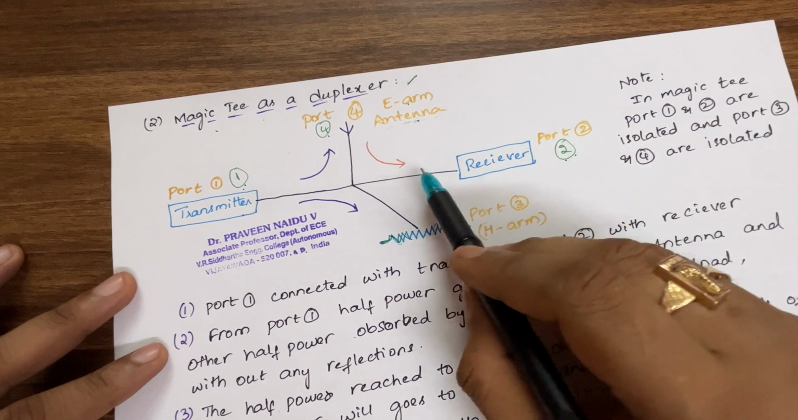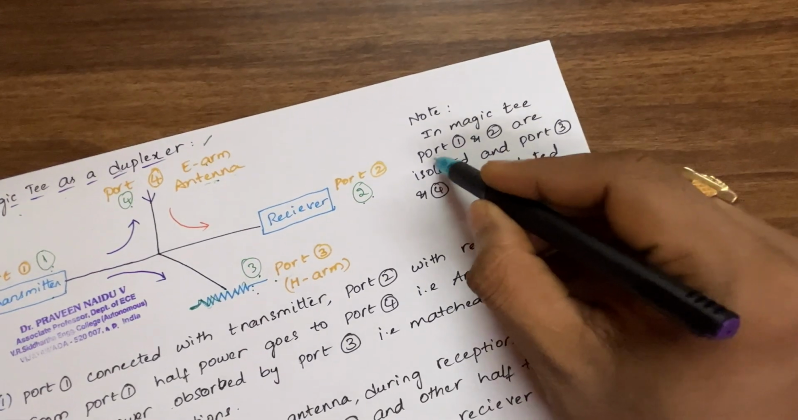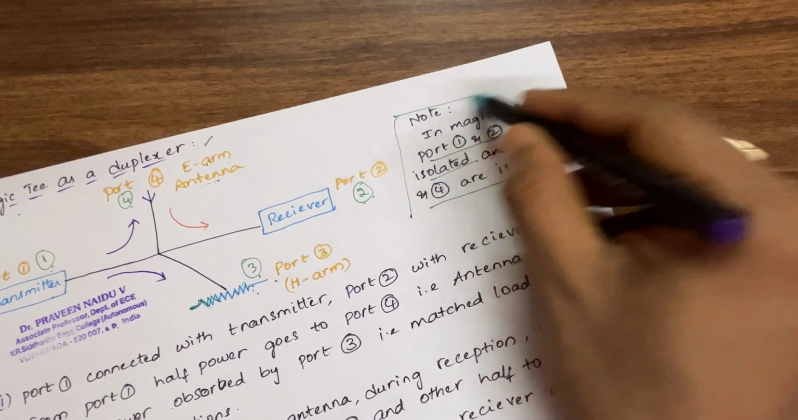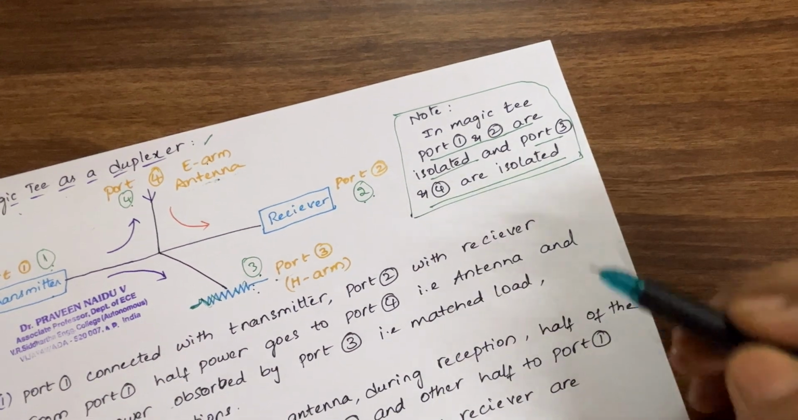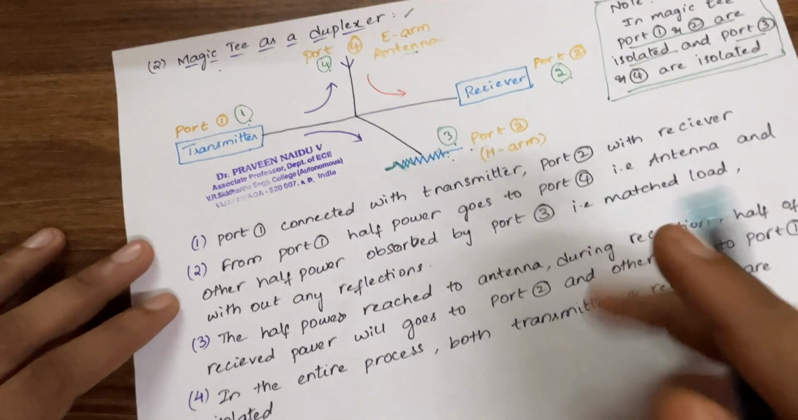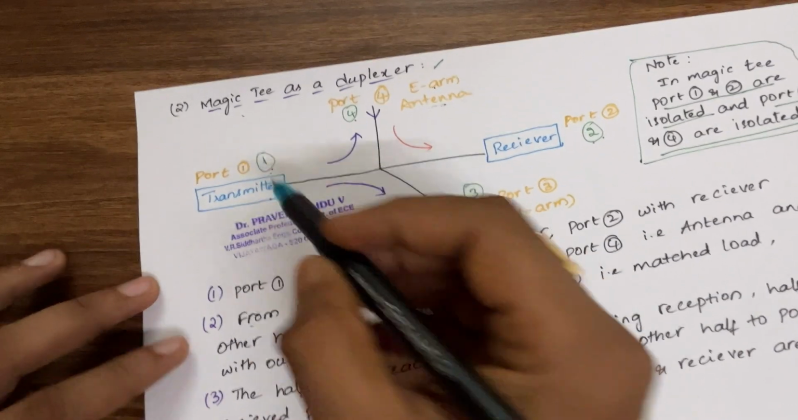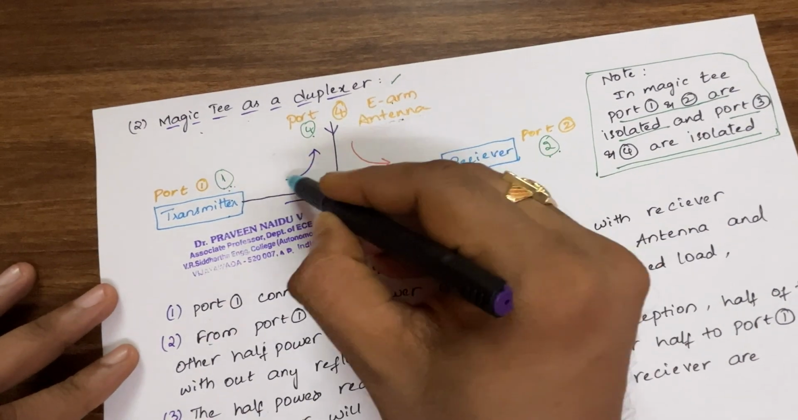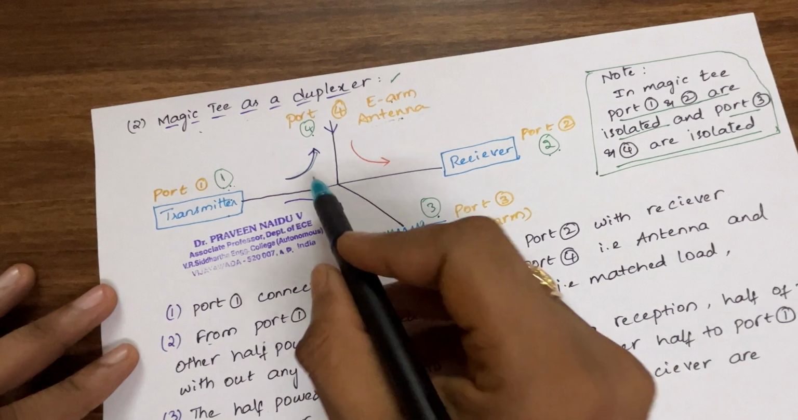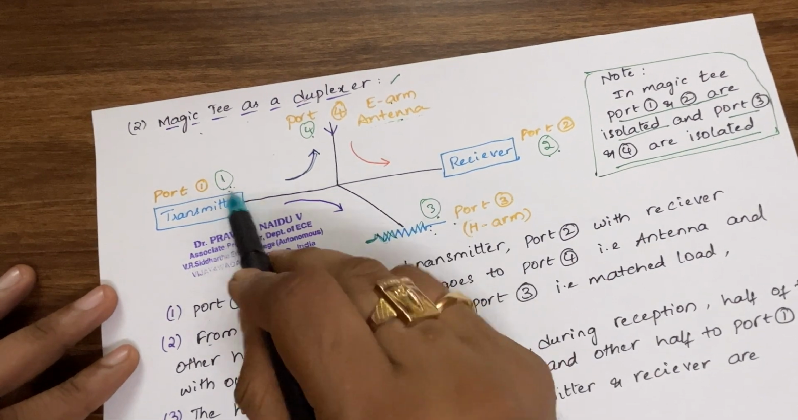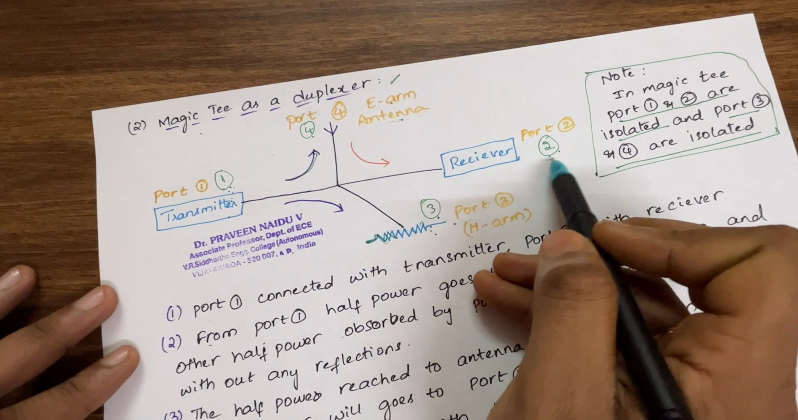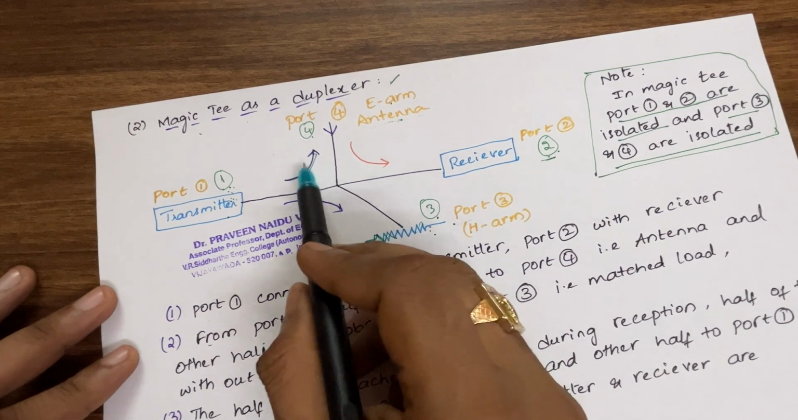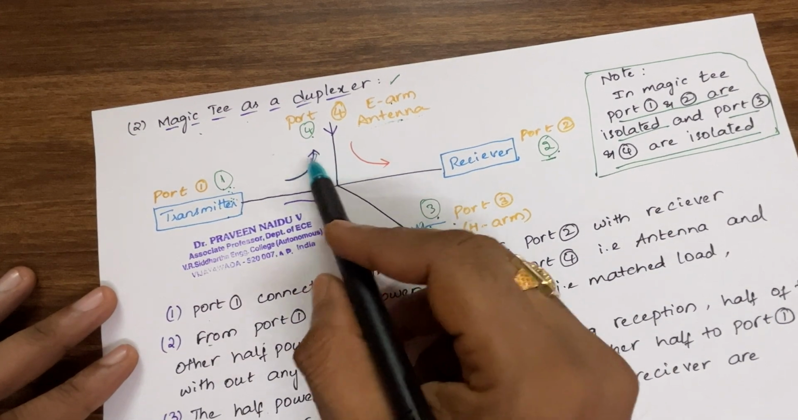In case of magic T, port 1 and 2 are isolated and port 3 and 4 are isolated. This we have discussed in the previous discussion. So from port 1, basically the transmitter, we are going to have the power. This power is going to go towards port 3 and port 4, because 1 and 2 are isolated ports, so nothing will go towards port number 2. So whatever the power is given at port 1 is going to be divided into 2 halves and go to port 4 and port 3.